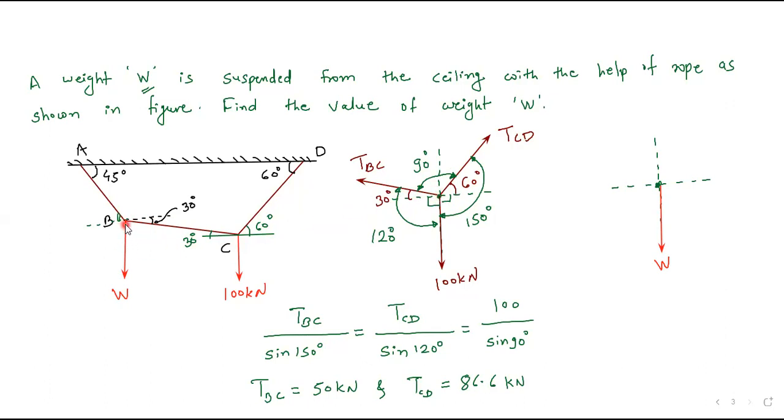Now we are talking about point B. So if I show this BC now, it is like this. This angle will remain as it is. This angle is 30 degree and this BC we have already calculated, it is 50 kilonewton. In this way you can show the tension. The arrow is always away from the joint. This is point B, and now the next one is AB. If I show AB, it will be like this.